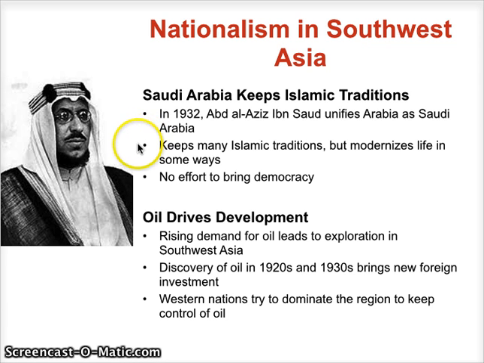But unlike Mustafa Kemal and Reza Shah in Iran, he keeps very, very strong ties to religion and government. And he keeps very traditional Islamic traditions. While he modernizes certain parts of life, generally there is no effort to bring democracy in this country, and he rules as a dictator. We start to see the rise of the importance of oil.